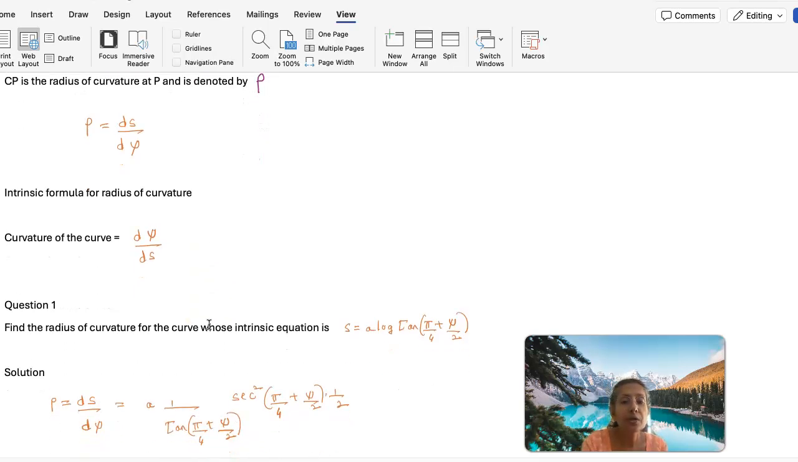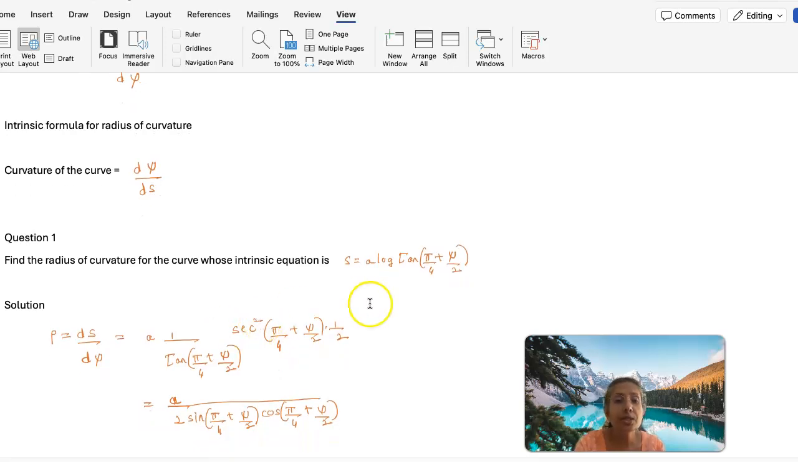Find the radius of curvature for the curve whose intrinsic equation is s equal to a log tan (pi by 4 plus psi by 2). So rho, the radius of curvature, is ds by d psi. That will be a times, derivative of log x is 1 by x, so 1 by tan (pi by 4 plus psi by 2) into d by d psi of tan (pi by 4 plus psi by 2), which is secant squared (pi by 4 plus psi by 2) into the derivative with respect to psi of (pi by 4 plus psi by 2), which is half.